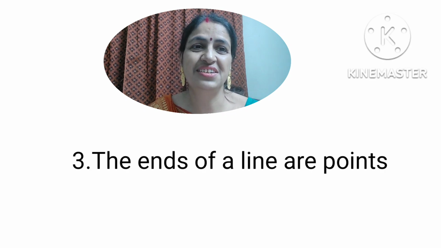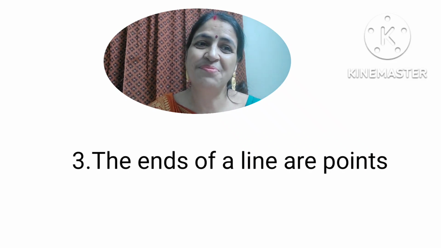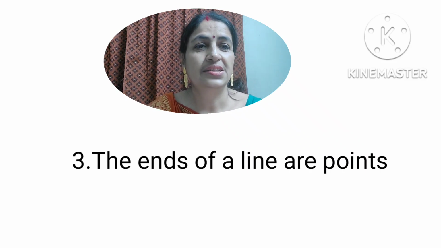There are 7 definitions. Third definition. The ends of a line are points. This is the third point. And when we draw a line, we can see that the ends of the line are points. This is the third definition. Now fourth definition.